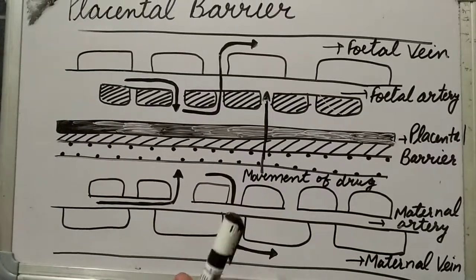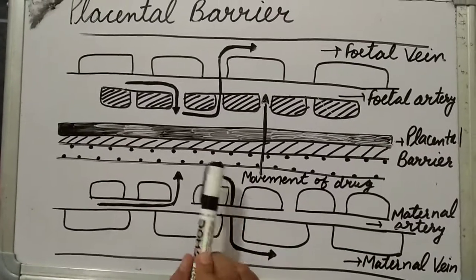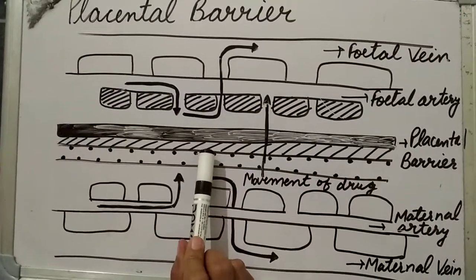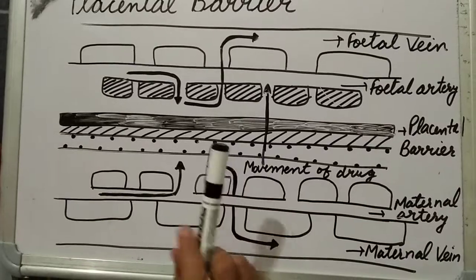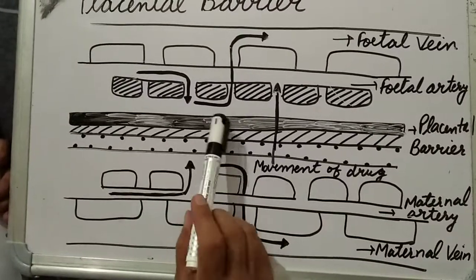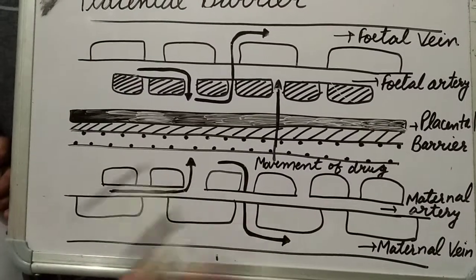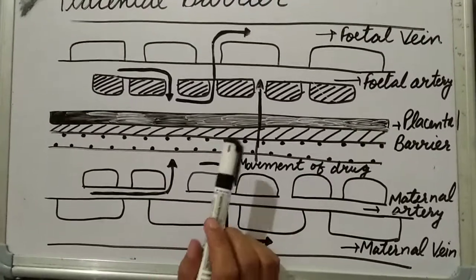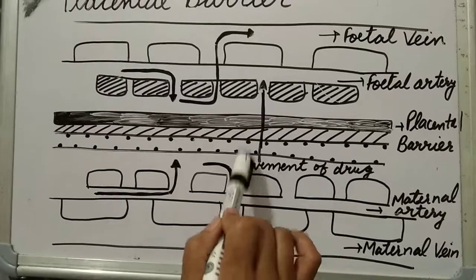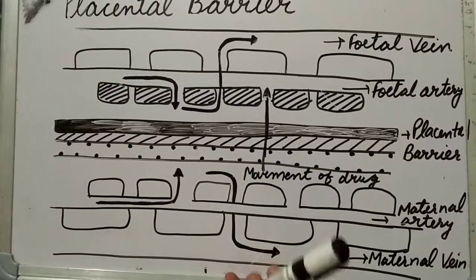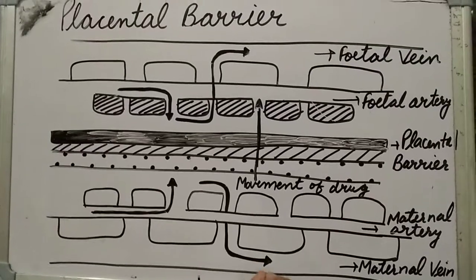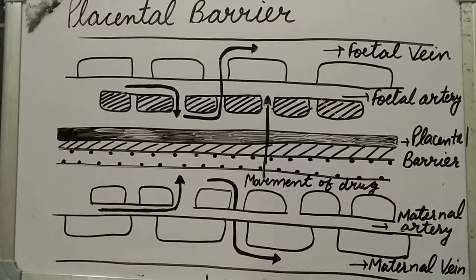And in human beings, it is about 25 micron thick in the initial stages of the pregnancy, which reduces to about 2 micrometer in the last stage. But the thickness does not alter its efficacy, and it does not allow the movement of the drugs even at the later stages of the pregnancy, and it always serves as a barrier to the passage of the drug molecules.